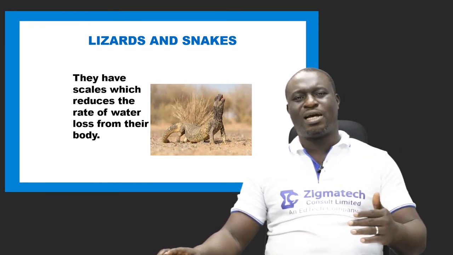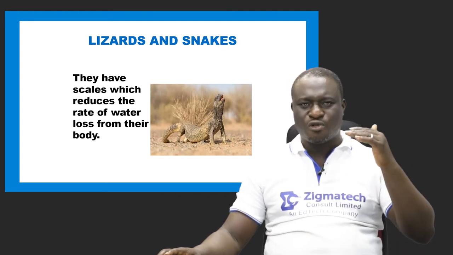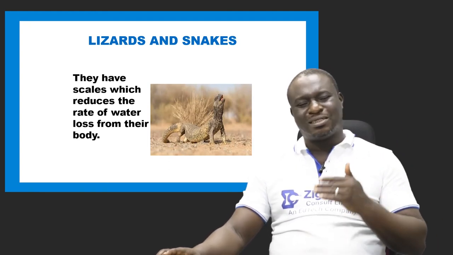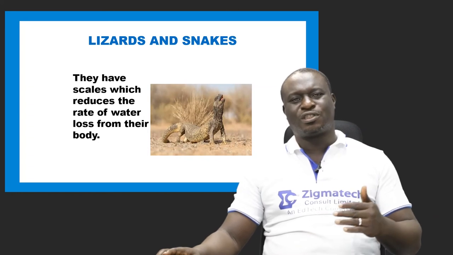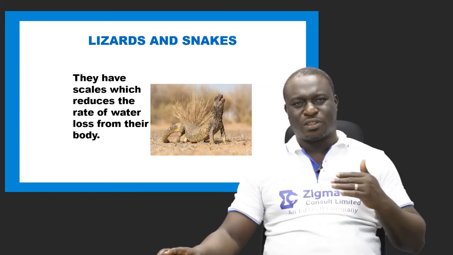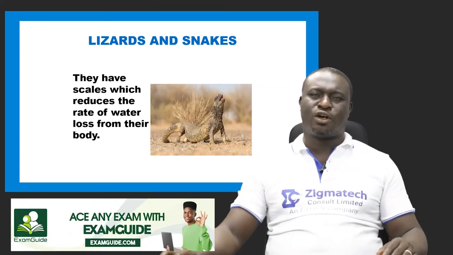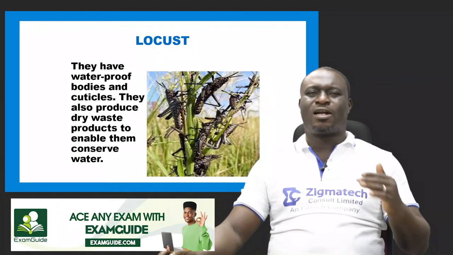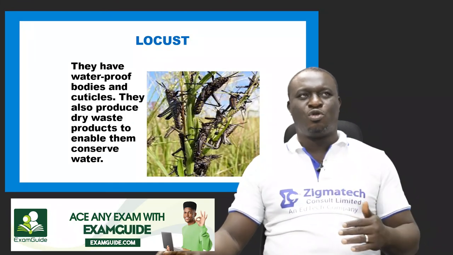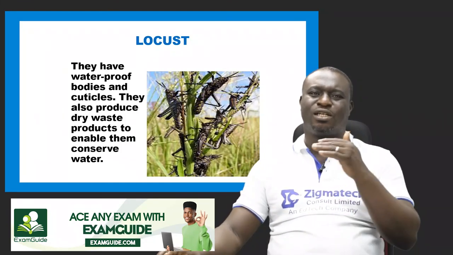Remember that in that area, there is scarcity of water. So they have features, and one of the features is scales. They possess scales, which help to reduce the rate at which water is being lost from their body. Now, another organism or animal you can see in arid land is the locust.